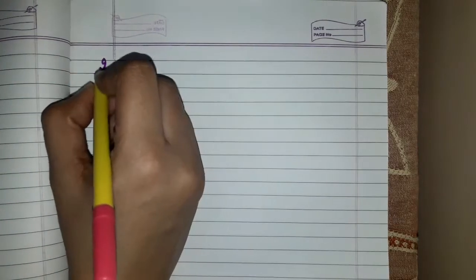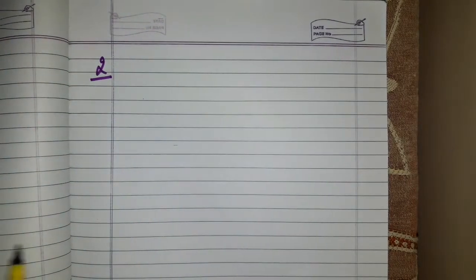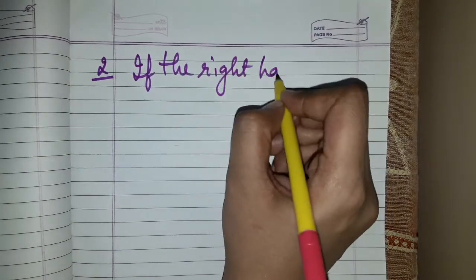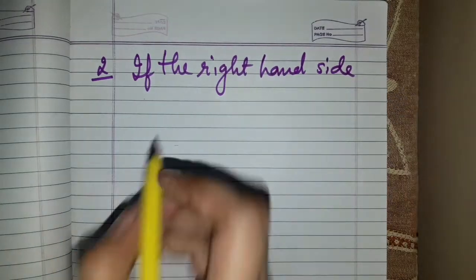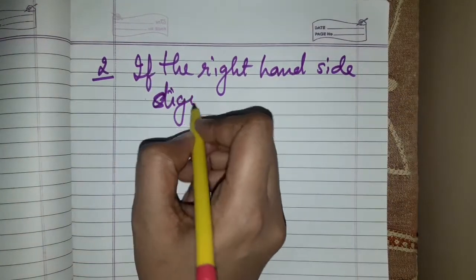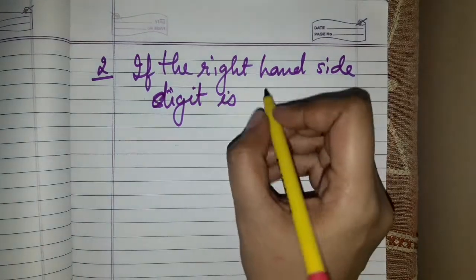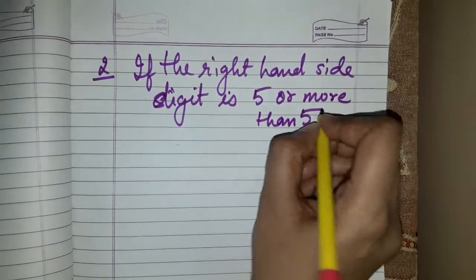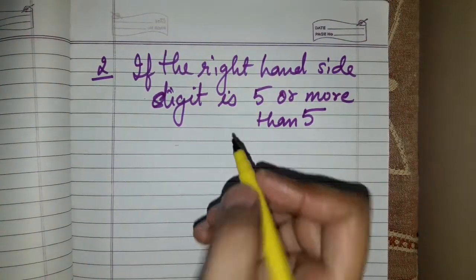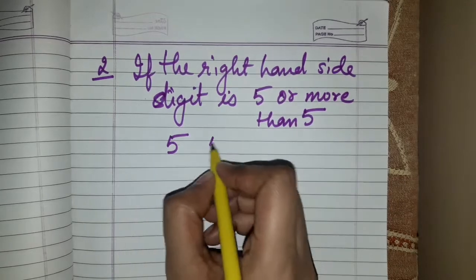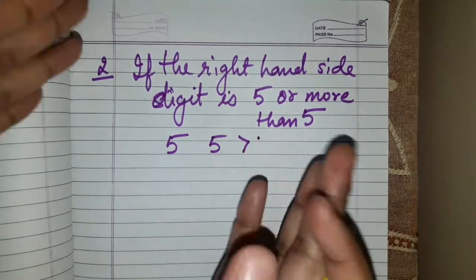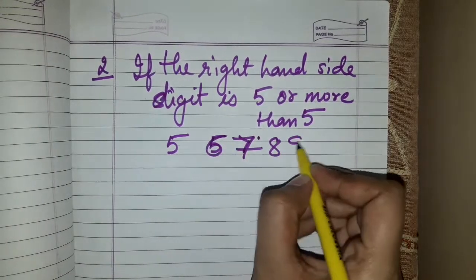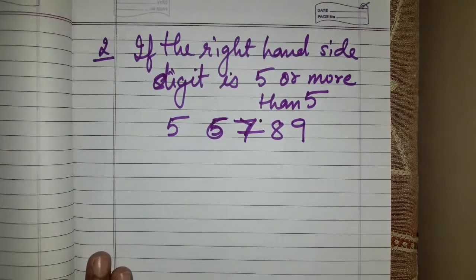Now let's discuss what is rule number 2. The rule number 2 is what? If the right hand side digit is 5 or more than 5, then what will happen? If it is greater than 5, what will happen? Suppose the number is 5 or it is 6, it can be 7, 8, 9. Then what will happen?